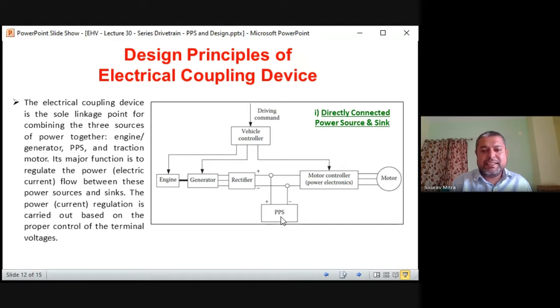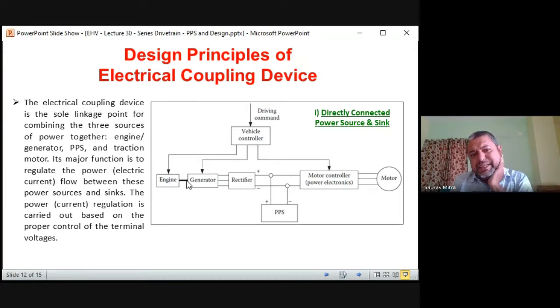This part design, rectifier, PPS, bus, we are actually seeing here under the principle of electrical coupling device. It is called directly connected power source and sink. So the electrical coupling device is the sole linkage for combining the three sources, that is, the power sources together. So engine, generator, rectifier, and PPS. These three are the power sources, and they are directly connected. Its major function is to regulate the power or electric current flow between these power sources and sink. The power current regulation is carried out based on the proper control of terminal voltages.